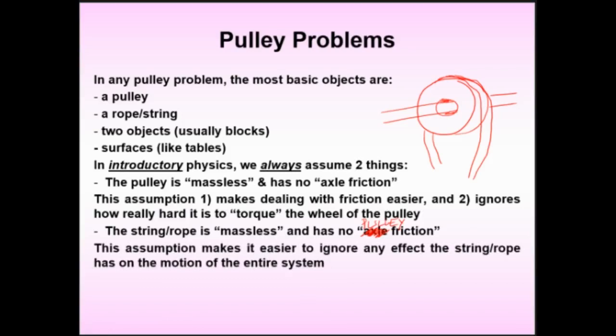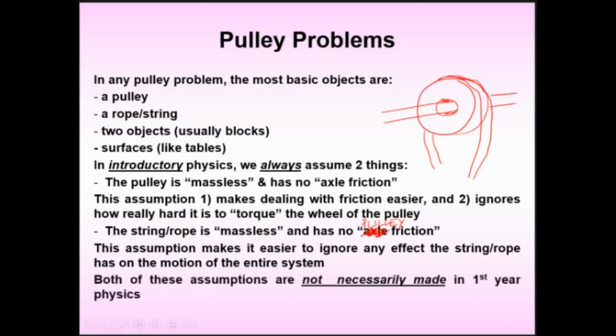Because everyone remember, when an object pulls another object through a rope or via a rope, it also is pulling on the rope itself, which means the mass of the rope technically should be incorporated. Well, we're going to assume it's so light, it doesn't need to be incorporated. Okay? All right. By the way, both of those assumptions are not made in which year? First year physics.